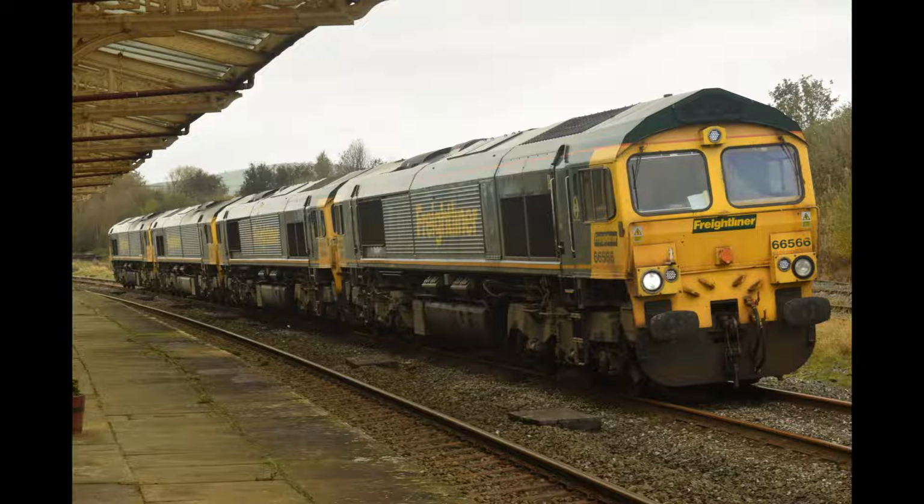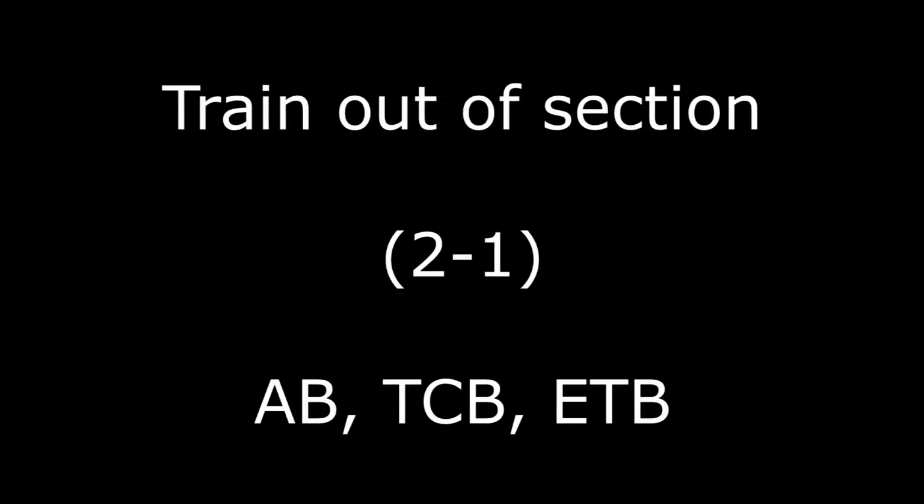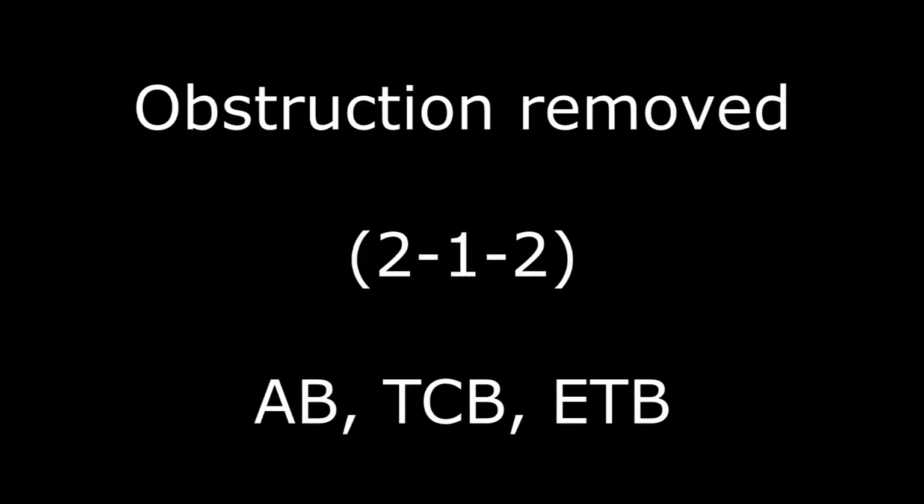When your train is entering section, this is just 2 beats on the bell. Remember, we don't need to send the call attention for this one. A train out of section, so this is letting the signaller know the train's left the section, is a 2 pause 1. The removal of an obstruction is 2 pause 1 pause 2.